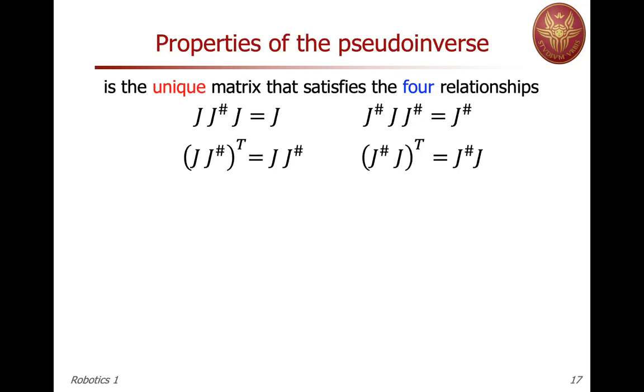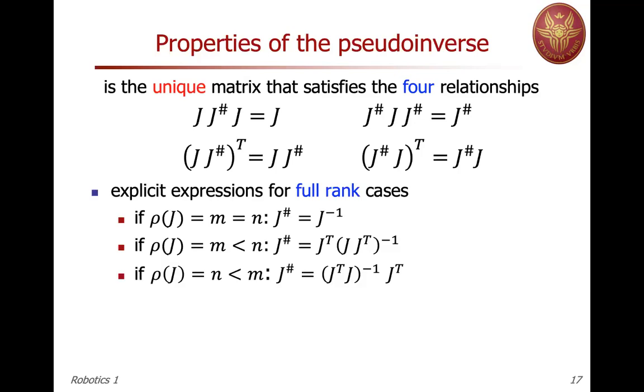Now, if you look at this, the first two are like a majority, a democracy vote. If you do the product twice, J times J⁺ times J, you get J. If you do the product twice, J⁺ times J times J⁺, you get J⁺. The second two equations are very simple. You say that the products J J⁺ and J⁺ J are symmetric matrices. Okay? These are the four defining conditions.